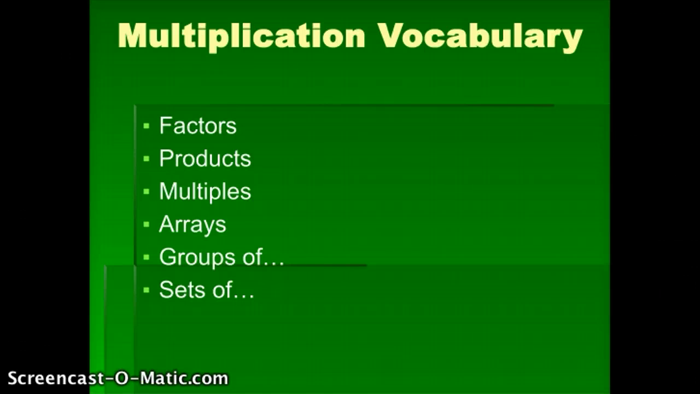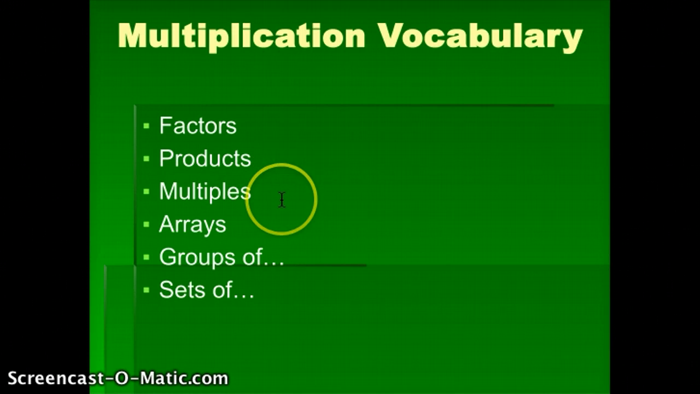Well, we're going to use factors, and factors are the problem part of a multiplication sentence. So let's say 2 times 6 equals 12. It's the 2 and the 6 that are the factors. Products are the same as the answers. It's the multiplication version of sum.